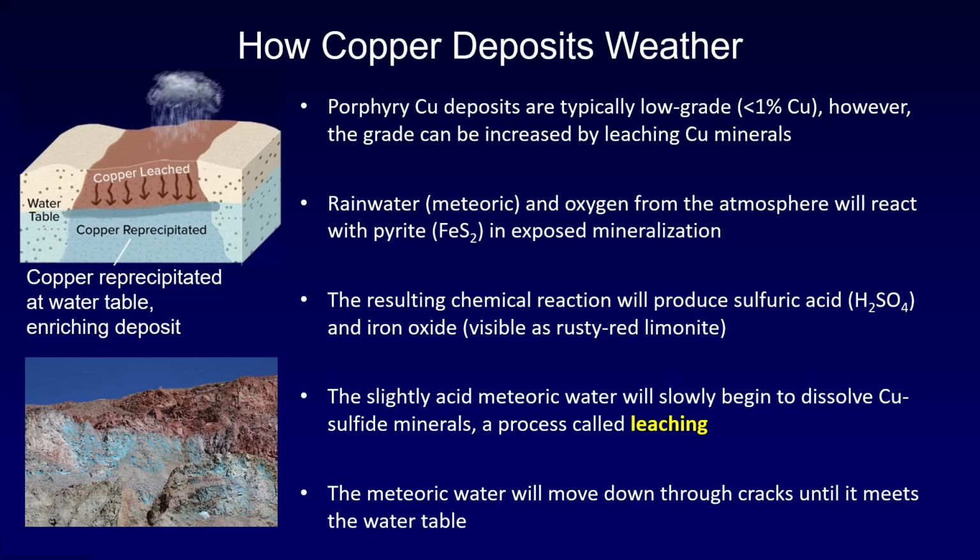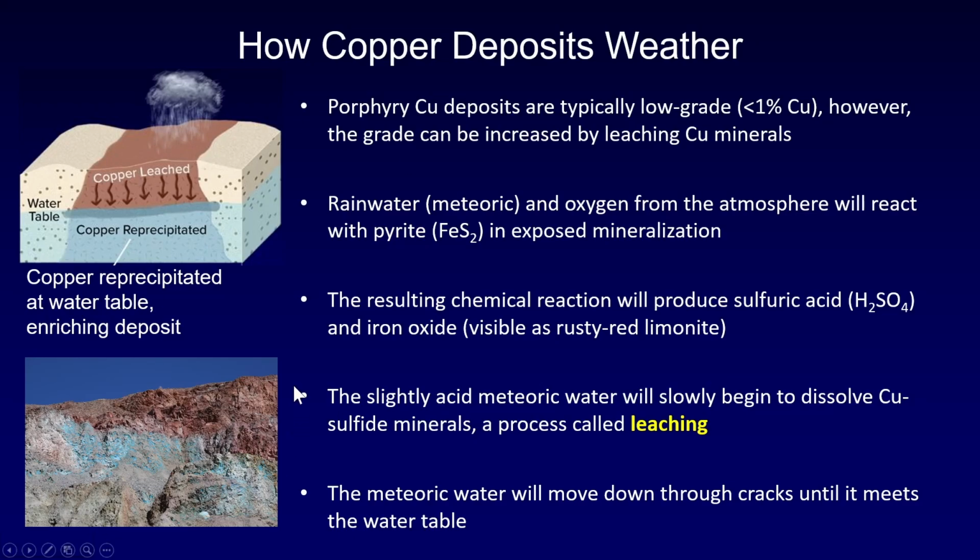And this is going to cause the pyrite to break down. Pyrite within our mineralization is going to react. And so what does this do? Well, when you take water, oxygen, and pyrite and mix them together, what you end up forming is sulfuric acid. And you will also form iron oxides as a byproduct. And the most common iron oxide is a mineral called limonite, and it has this very distinctive slightly brown, red-brown, rusty color to it.